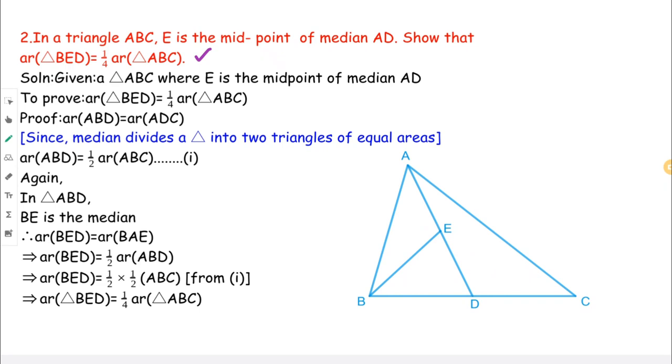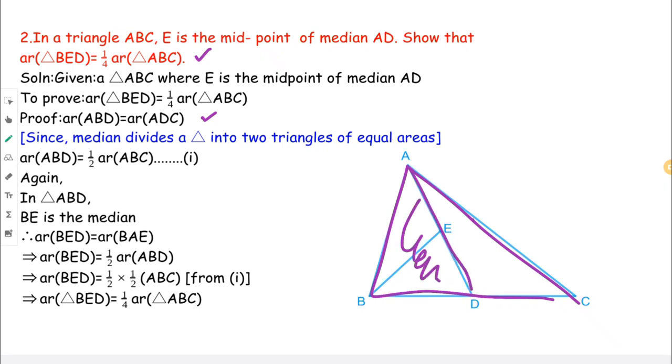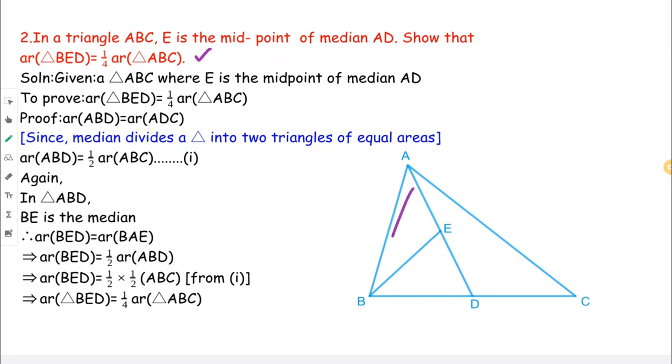Once again, can I say that ABD equals ADC? We can, because in this entire big triangle, the question already gave us that AD is a median, which means area of triangle ABD equals area of triangle ADC. Because of that, can I write that area of triangle ABD equals half times the area of triangle ABC? It is half times the whole triangle. So I'm writing down: ABD equals half times the whole triangle ABC.